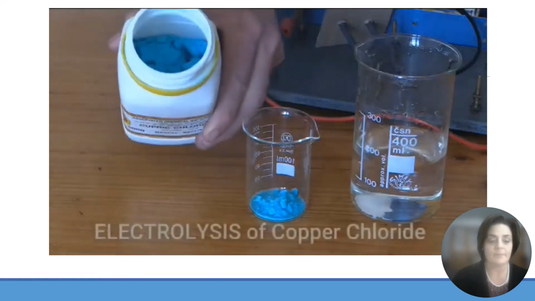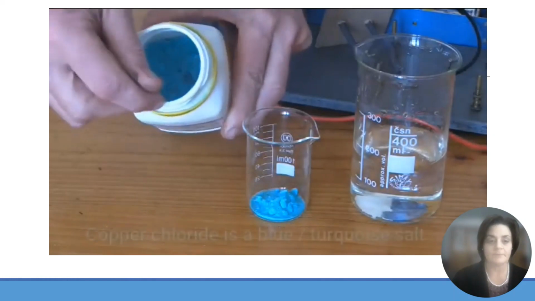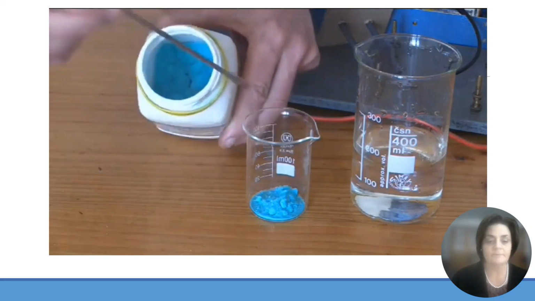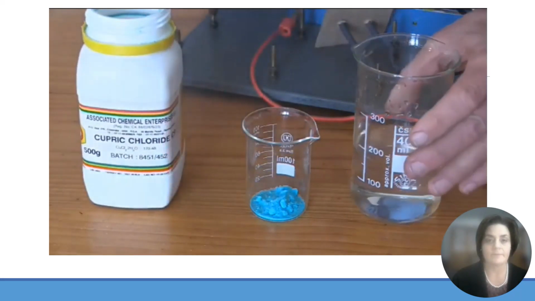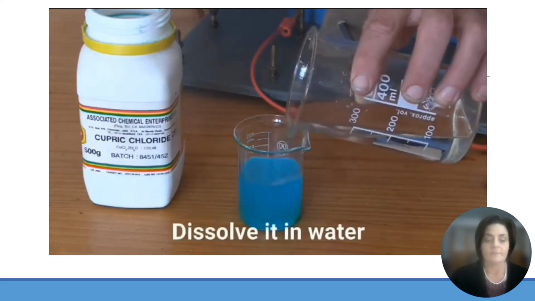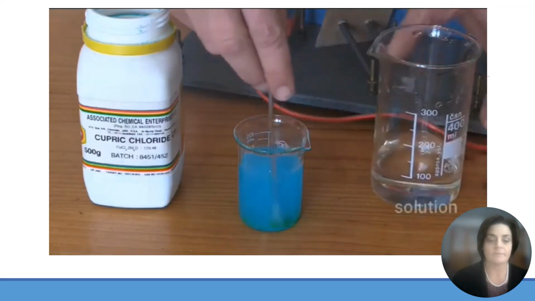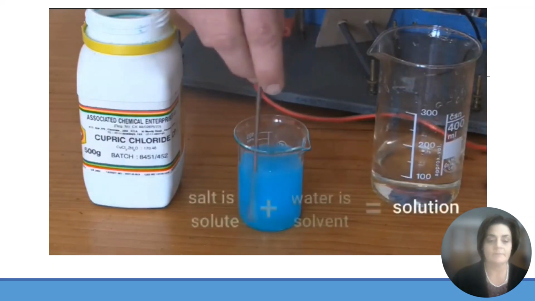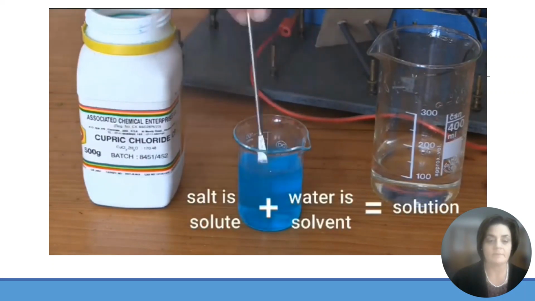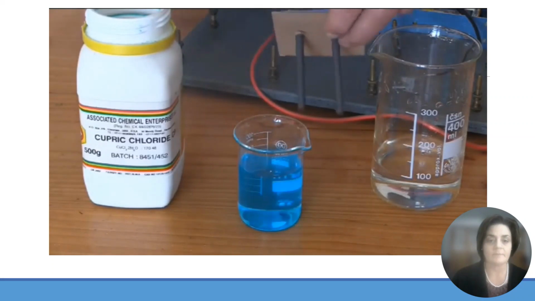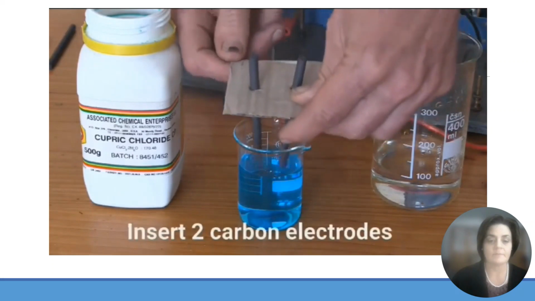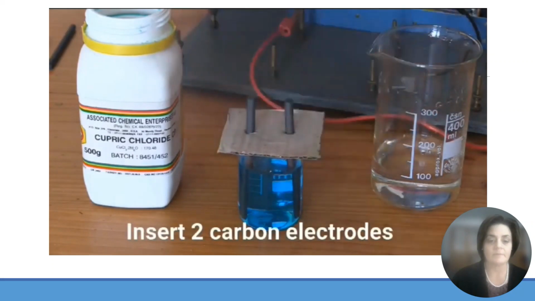The electrolysis of copper chloride. Copper chloride is a salt. It's bluey turquoisey in color. We put it in a beaker and dissolve it in water. The solution, as we call it: the salt, the copper chloride, is the solute, and the water is the solvent. Together they make a solution. We then fit 2 carbon electrodes to a battery and insert them in the liquid.